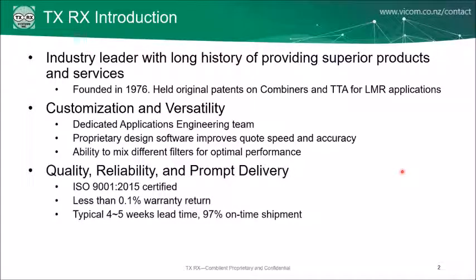The third thing to know about us is that we've got a history of quality, reliability, and prompt delivery. We're ISO 9001:2015 certified. We have less than 0.1% warranty return. Typical lead time is about 4 to 5 weeks, 97% on-time shipment, and if we're late, we'll let you know.